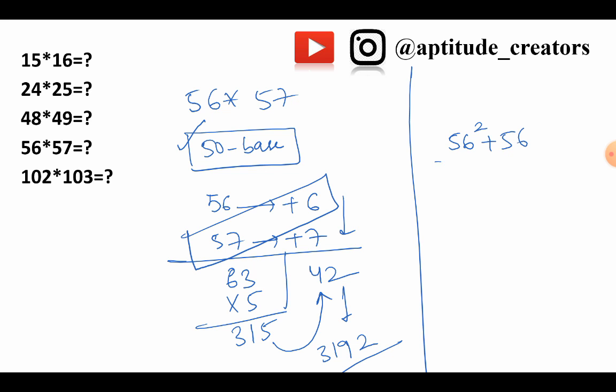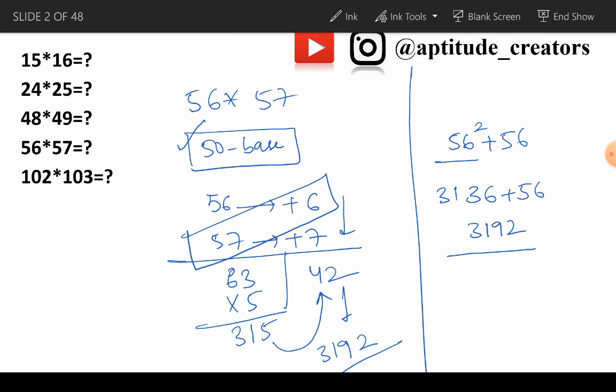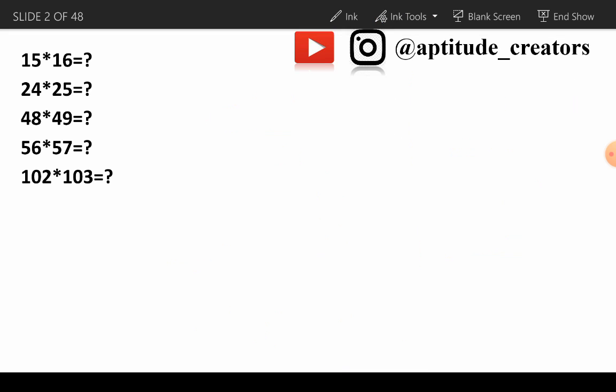Or you can go with 56 square plus 56. Now what is 56 square? 6 is more, that is 6 square, 36. 25 plus 6 will give the result as 31, plus 56 will give the result as 3192. Answer is 3192.